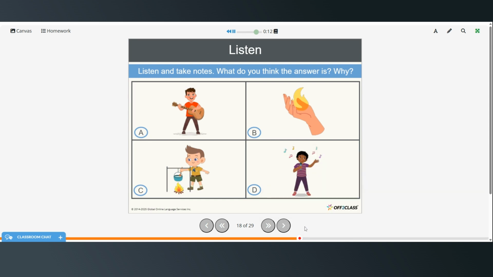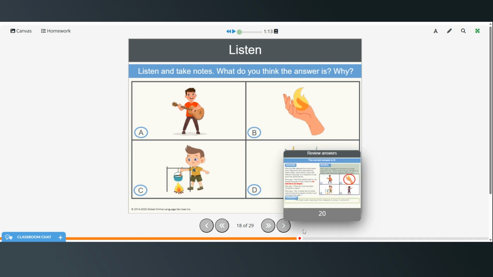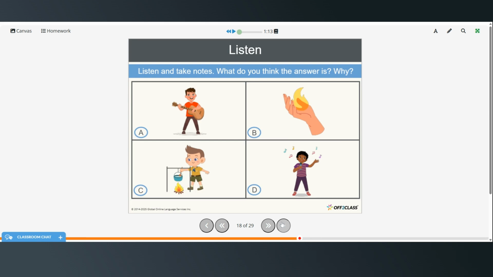Rena uses a metaphor to compare Avi's guitar playing to fire. Which picture shows the literal or actual meaning of the metaphor Rena uses? All right, so take a look at those, think about your answer, and then continue.